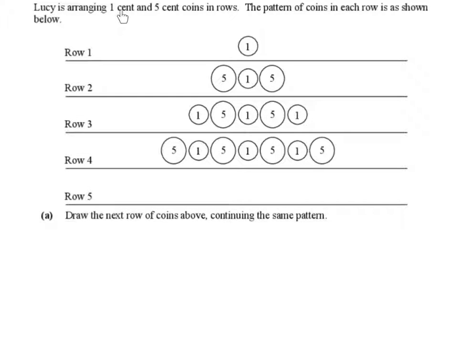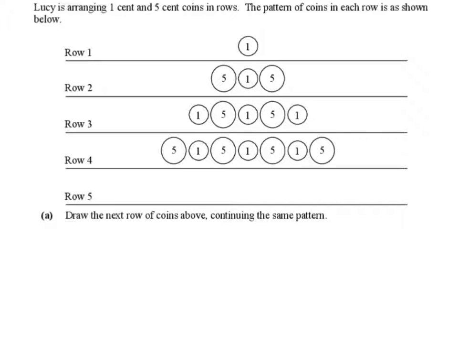Lucy is arranging 1 cent and 5 cent coins in a row. The pattern of coins in each row is as shown below. Row 1 has one 1 cent coin. Row 2 has one 1 cent coin and then two 5 cent coins.